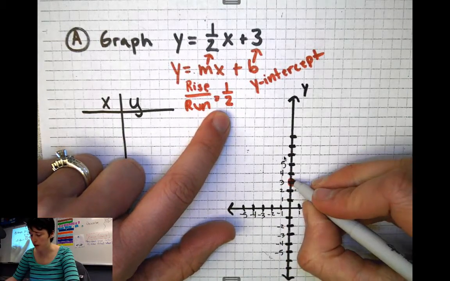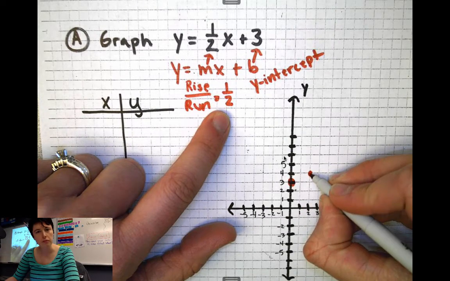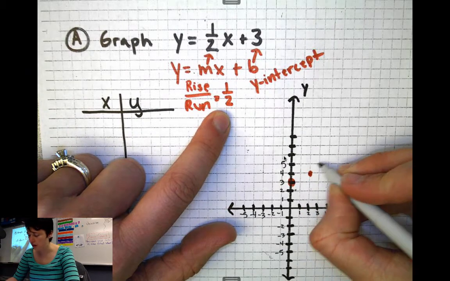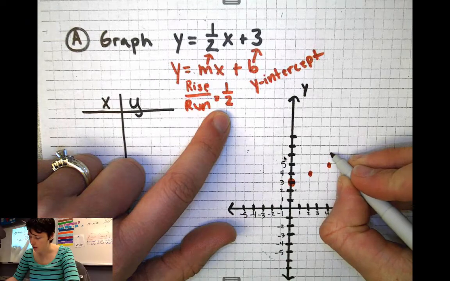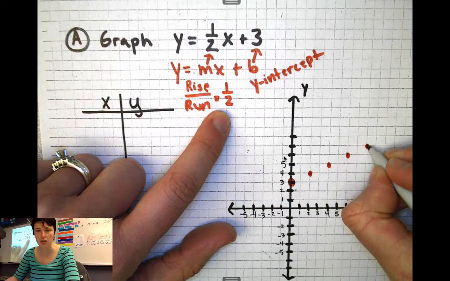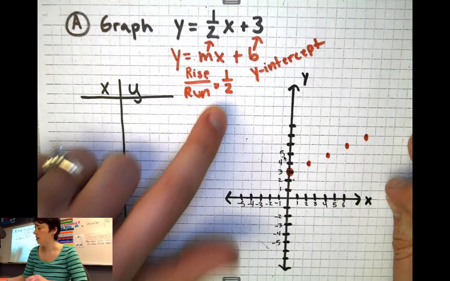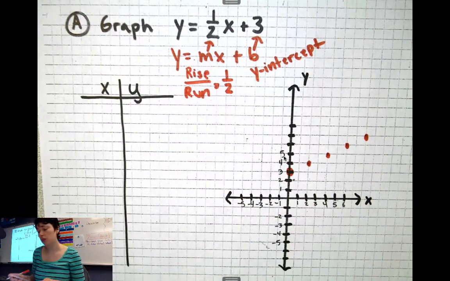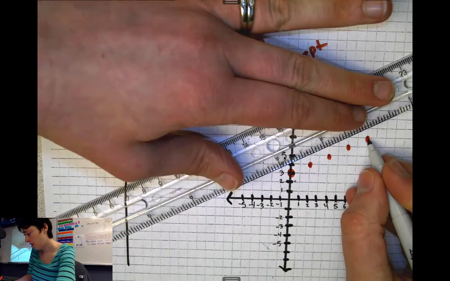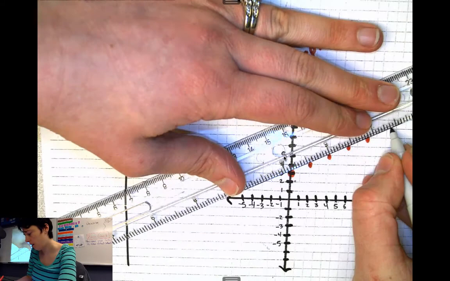I'm going to be counting up 1, over 2. Plot a point. Up 1, over 2. And you can do this as many times as you feel like until you've got enough points to take your ruler and connect and draw a line. So I'm going to connect my points, draw a line.